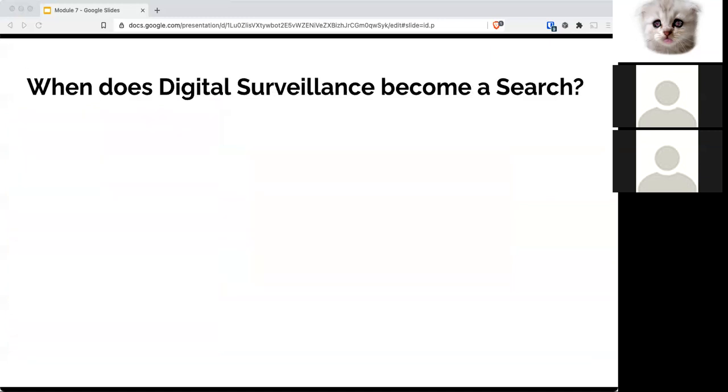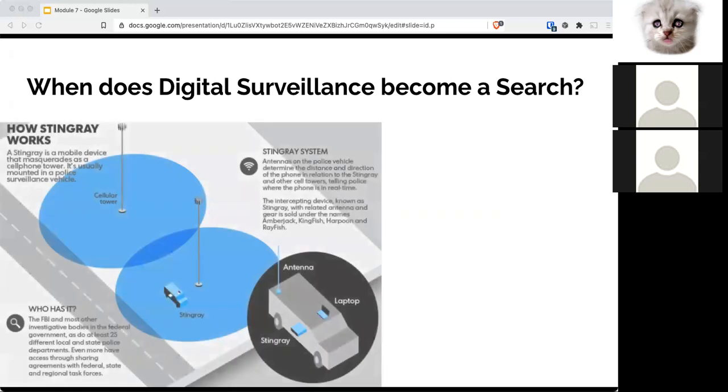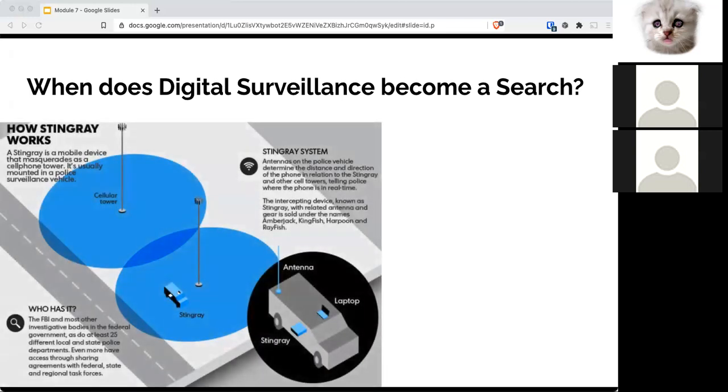So here's a question. When does digital surveillance become a search? Stingrays are a generic name for a device that acts like a cell phone tower to locate criminal suspects, but can also locate people in disaster areas like earthquakes. A pen register is an electronic device that captures telephone numbers. These require law enforcement to show that only the information retrieved is likely to assist in an ongoing investigation. Pen registers are not searches.